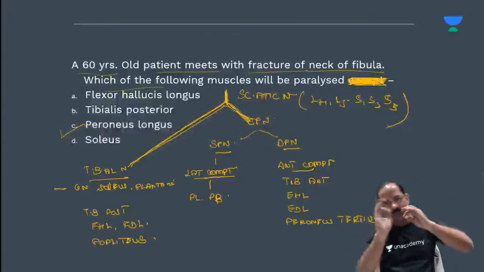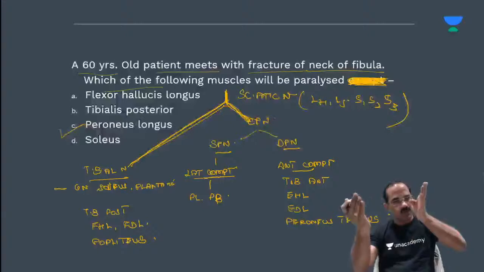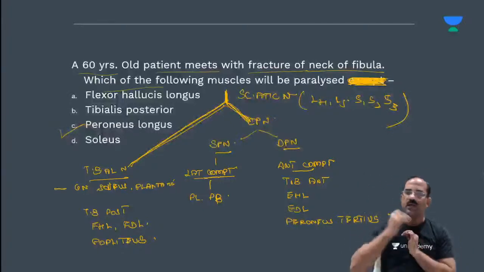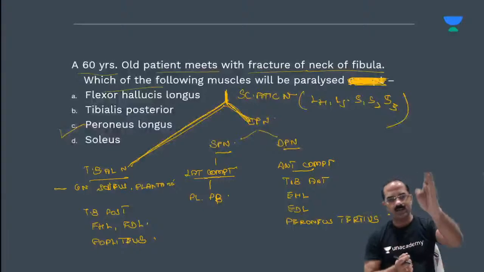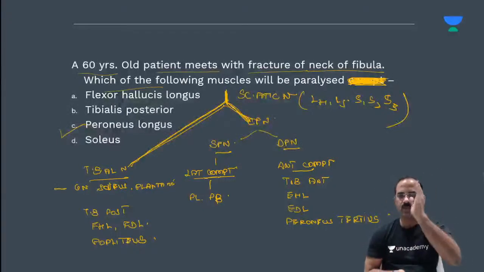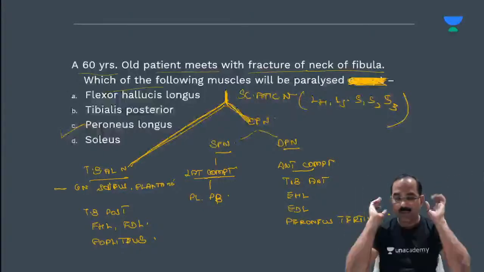The common peroneal nerve winds around the neck of the fibula. The common peroneal nerve divides into a deep peroneal and a superficial peroneal. Deep peroneal goes to the anterior compartment, superficial to the lateral compartment, and the nerve in the posterior compartment is the tibial nerve. And you have to remember the muscles.